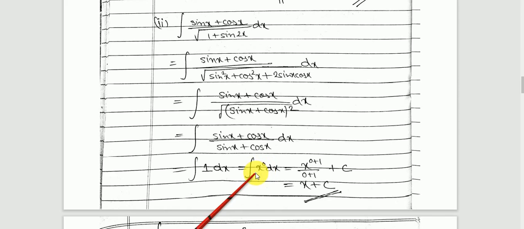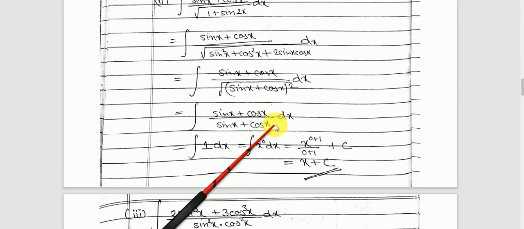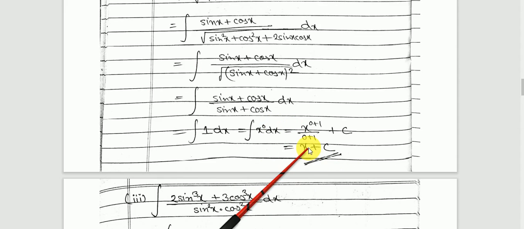Now you know the formula for x to the power n. Here n is 0, so you get x to the power 0 plus 1 upon 0 plus 1, plus c, and you get the integration. So here also you saw that for the function they had given us to integrate, we didn't know the direct formula, so we tried to simplify it, to write it in terms whose integrations are well known to us, and then we integrated it and got the answer.